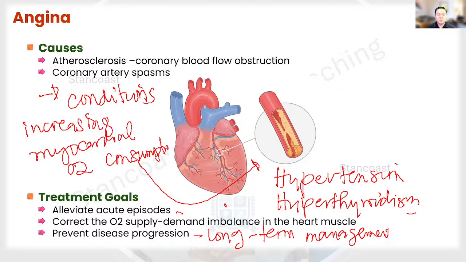Okay, so I'm just presenting this right now way ahead of time, so we will understand really what our role is. During the acute phase, we really want to alleviate the pain the patient is experiencing in the acute episode. The second is that we're also going to correct the oxygen supply-demand imbalance. And lastly, we're going to have to prevent the disease progression. We're going to have to treat the patient, of course, with that.